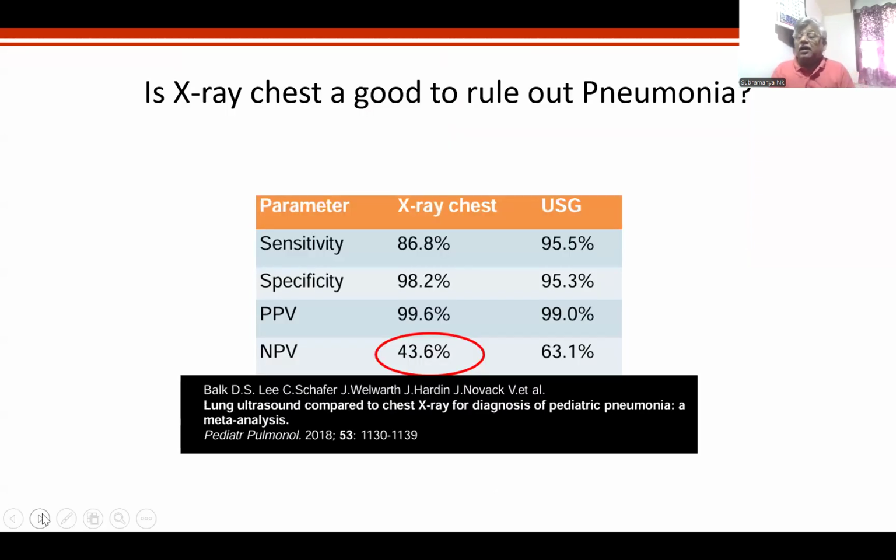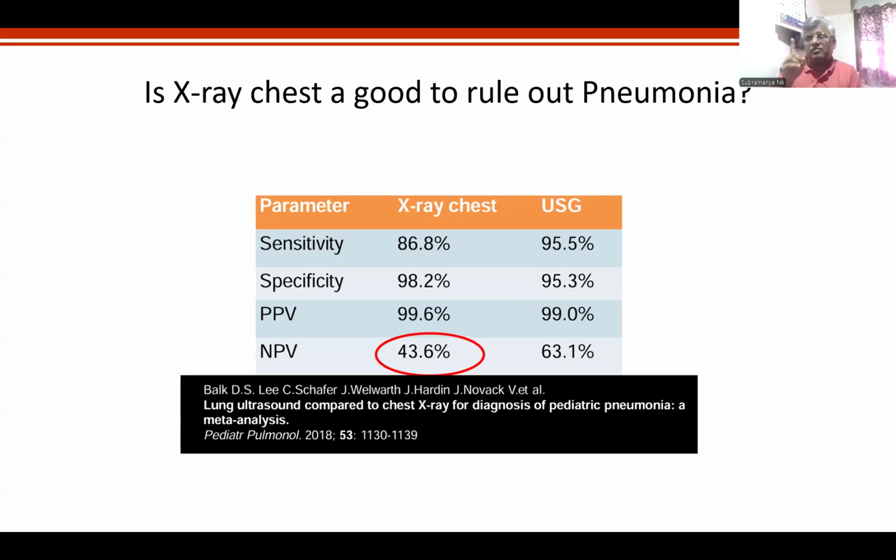Okay. How good is a chest X-ray for pneumonia? Actually, ultrasound is better than chest X-ray. You look at this figure, don't worry about the rest of the things. Sensitivity is good. That means it picks up. It is quite a sensitive test. But negative predictive value is 43%. That means pneumonia cannot be excluded by an X-ray. You can't say X-ray is normal, therefore the patient doesn't have pneumonia.